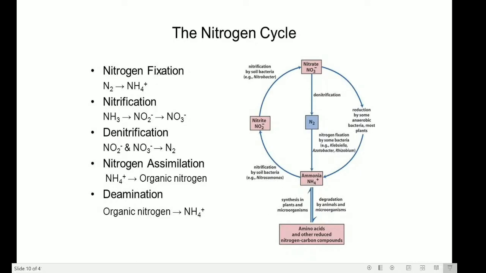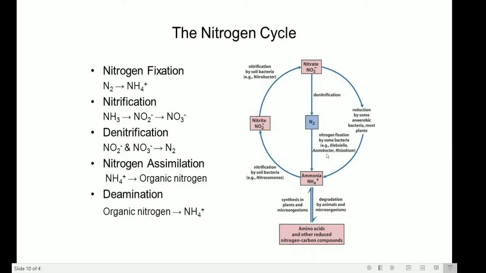Another thing is the deassimilation. Then the assimilation: NH4 is converted into organic nitrogen. Here they mention the step-by-step process where this happens. Nitrate is converted into ammonia by reduction by some anaerobic bacteria. Most plants do this reduction, the conversion of nitrate NO3 to NH4.